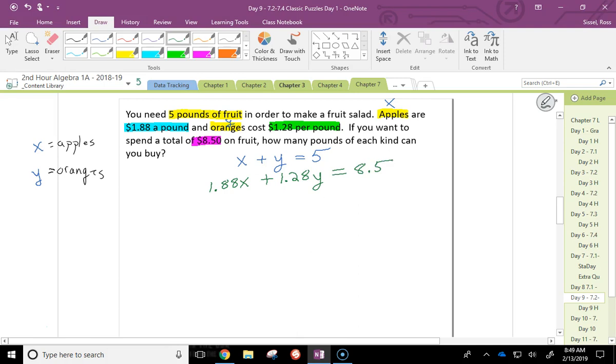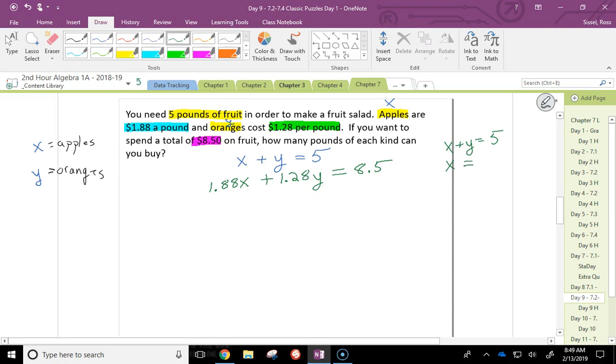Which method do you think you'd probably use? Substitution, good. Especially on this one, because my coefficients are decimals. I'm not going to try to times everything by 1.88 or 1.28. So substitution. Let's just help you with this first one. x plus y equals 5. Solve for x. x would equal what? How do I get x alone?